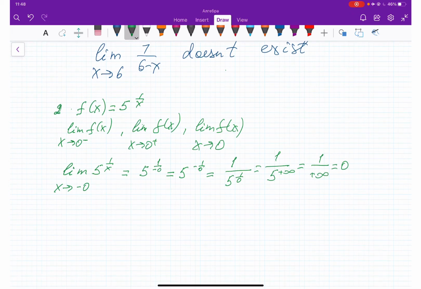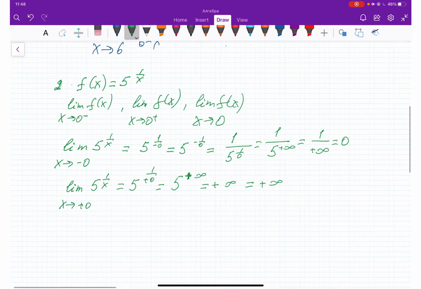Now let's see the limit of 5 to the power 1 over x approaching from positive 0. That means 5 to the power 1 over positive 0. 1 over the positive direction 0 is going to be positive infinity. And 5 to the power positive infinity is going to be positive infinity. And the answer is going to be positive infinity.